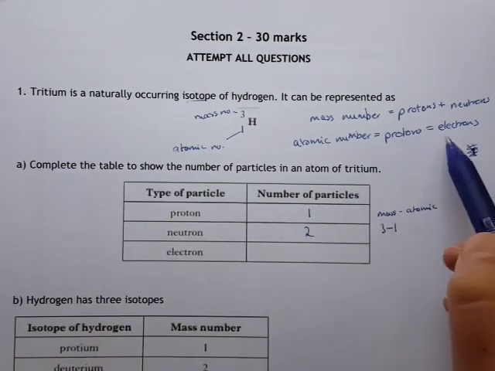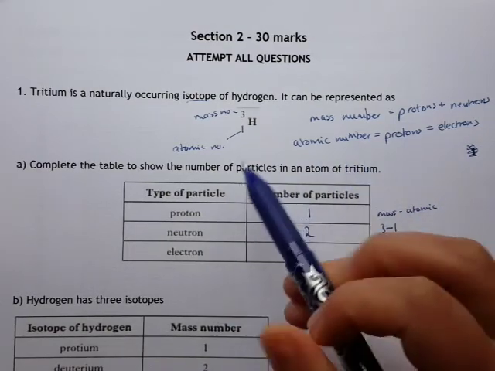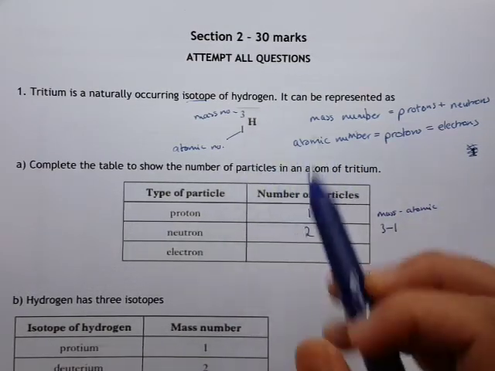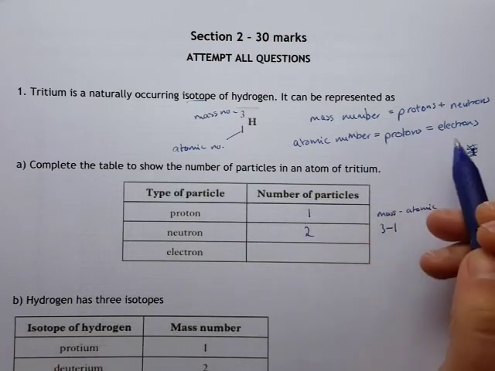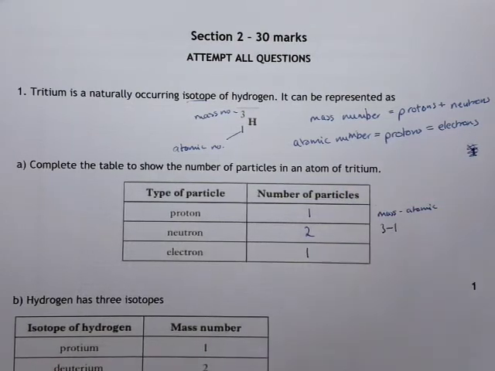And then the number of electrons, again in a neutral atom, which this is because there's no charge symbol, is the same as the number of protons, so that's just 1 as well.